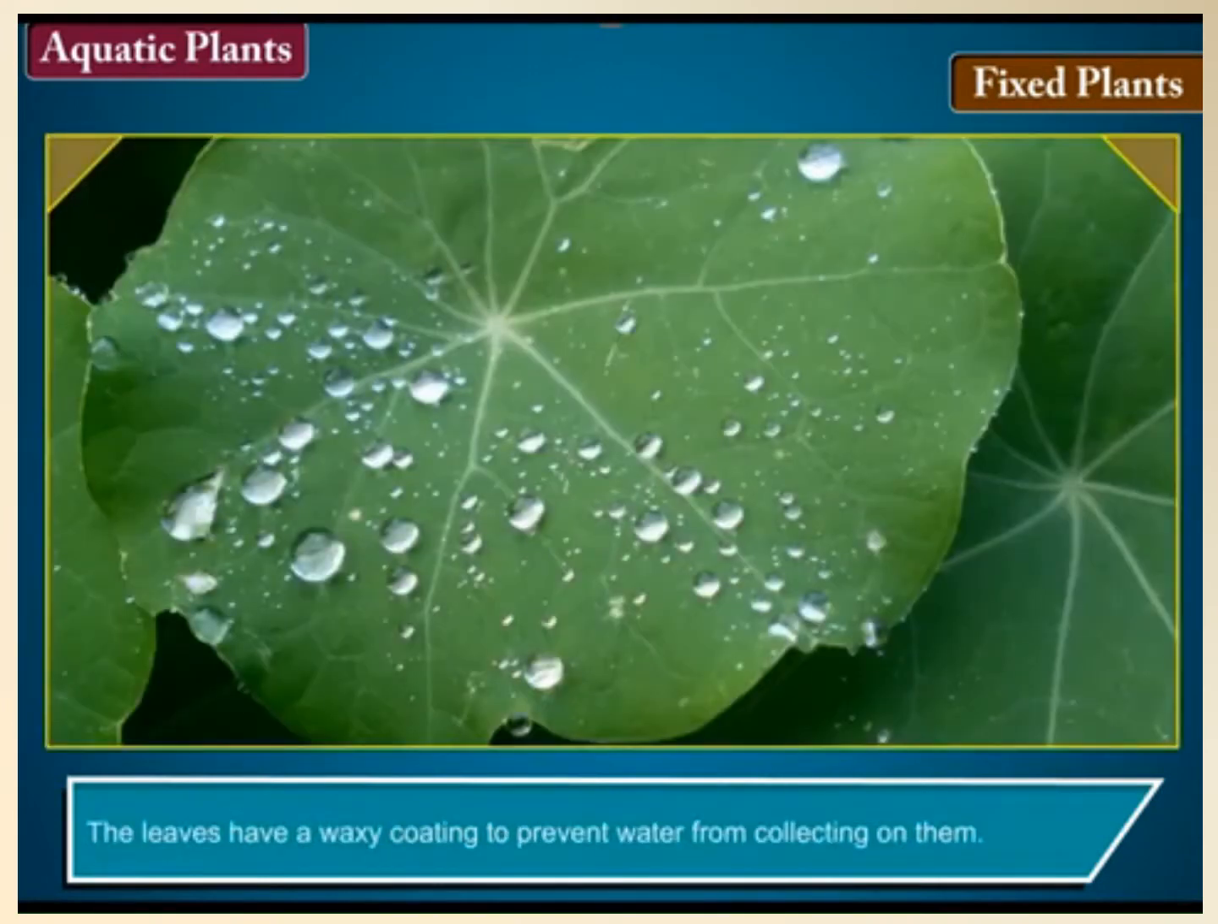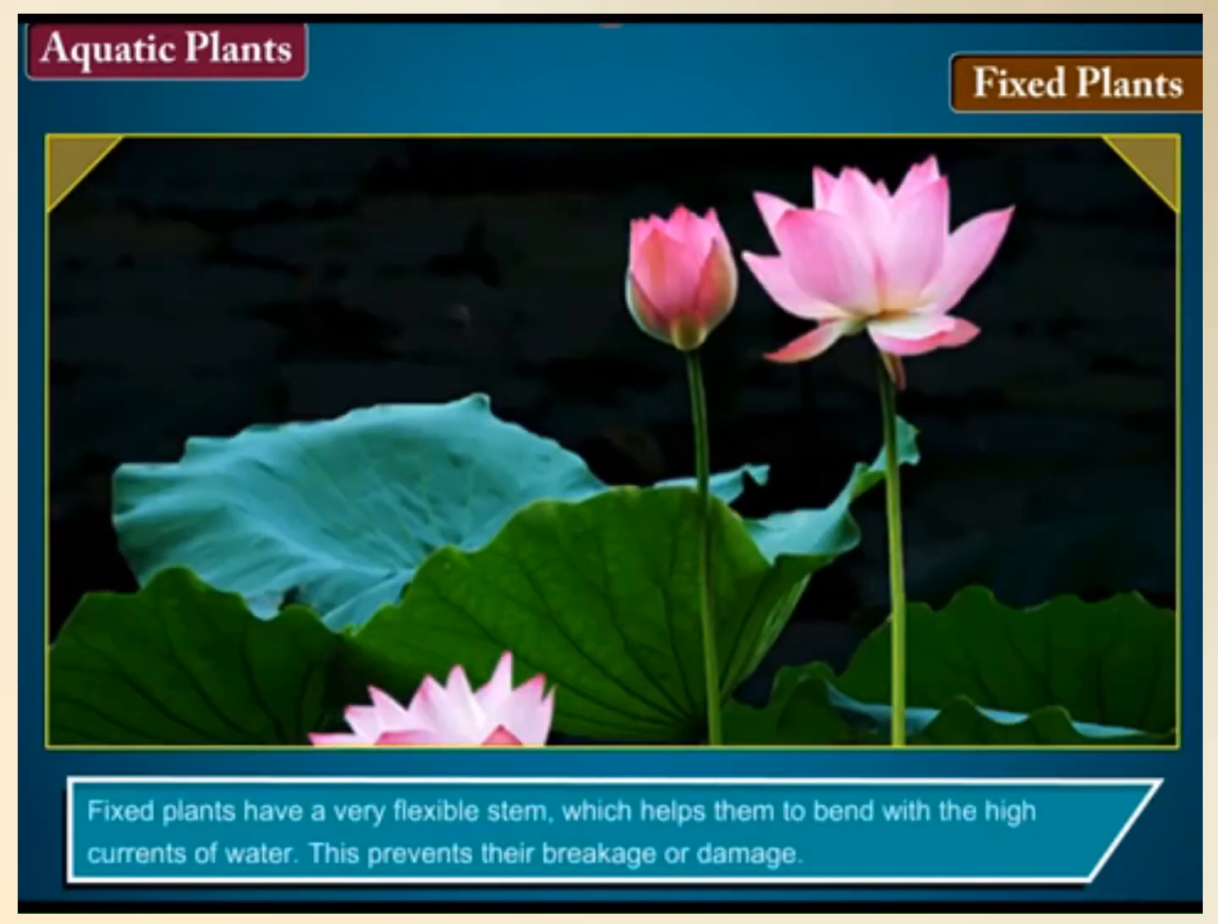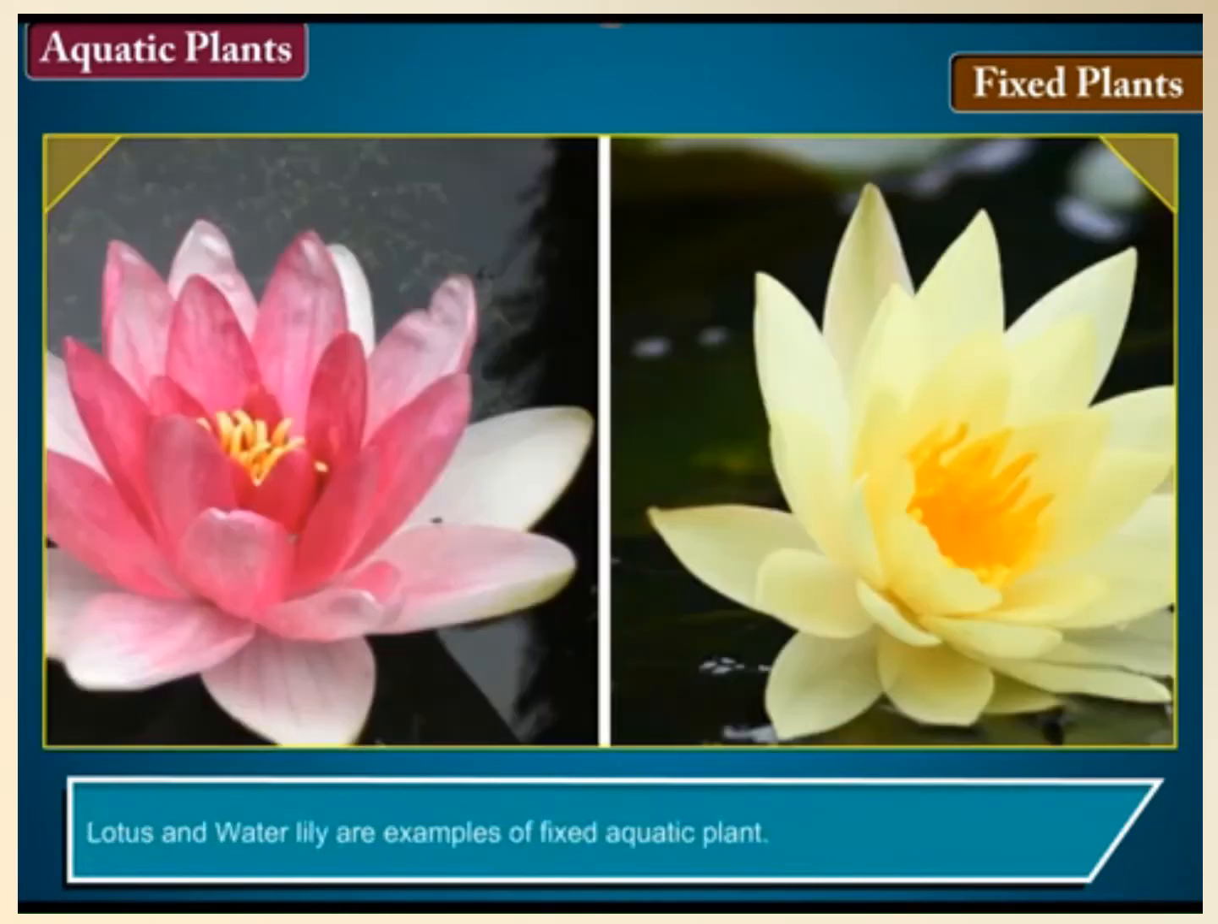The leaves have a waxy coating to prevent water from collecting on them. Fixed plants have a very flexible stem, which helps them to bend with the high currents of water. This prevents their breakage or damage. Lotus and water lily are examples of fixed aquatic plant.